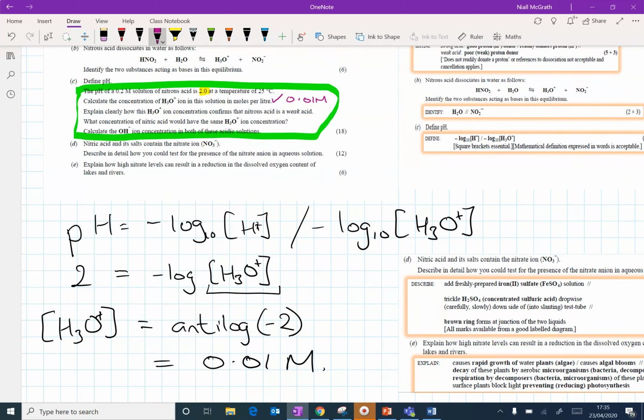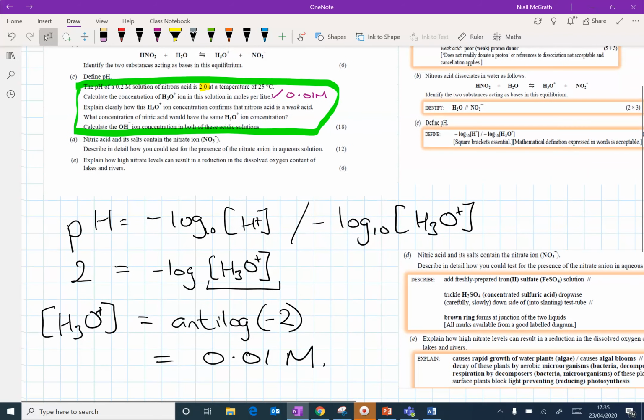Explain clearly how this H3O plus ion concentration confirms that nitrous acid is a weak acid. We see that the concentration of our solution is 0.2 molar. If this was a strong acid, the concentration of that H3O plus would be the same as that concentration. So if this was a strong acid, our concentration of H3O plus would also be 0.2.